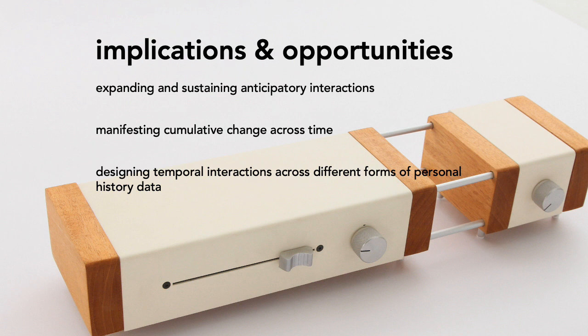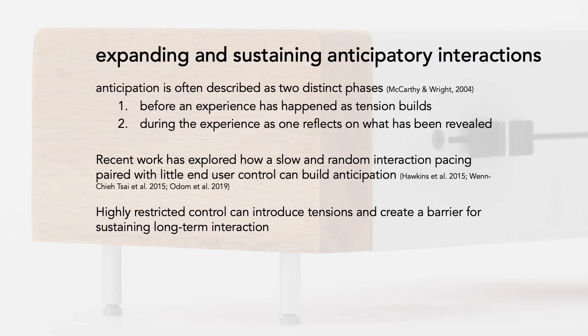So our study produced a range of implications and opportunities for future work, and here I'll briefly touch on the first one. Research into designing anticipation with interactive systems has been a long area of interest in HCI. Designing for anticipation is important for slow technology because it can lead to ongoing interactions that may strengthen long-term attachment. Recent works have explored how a slow and often random interaction pacing paired with little or no end-user control over the system can build anticipation. But design artifacts mobilizing this approach have shown that highly restricted control can introduce tensions that hinder adoption and present serious barriers for sustaining longer-term interaction.